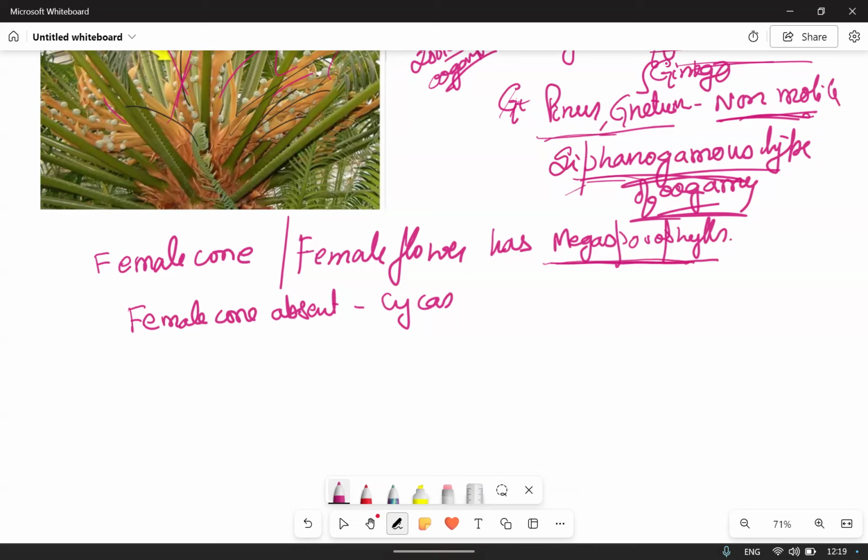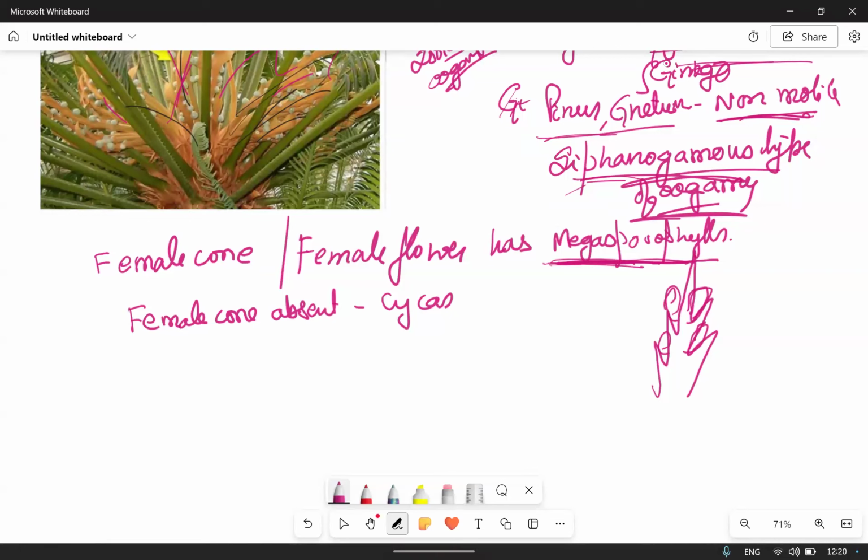We know very well in angiosperms, the gynoecium consists of ovary, style, and stigma. Inside the ovary, what are present? Ovules are present. Here, the megasporophyll I already showed like this. This is the megasporophyll. Here you can see the ovules.